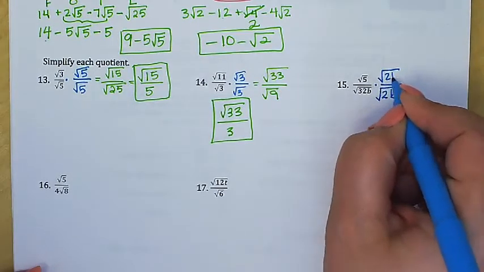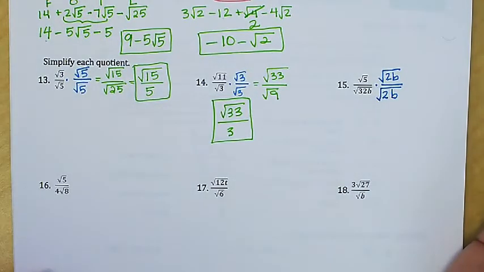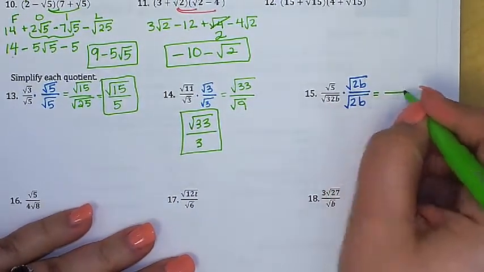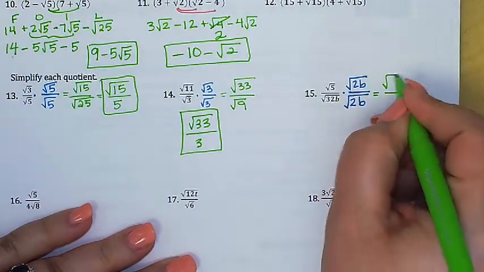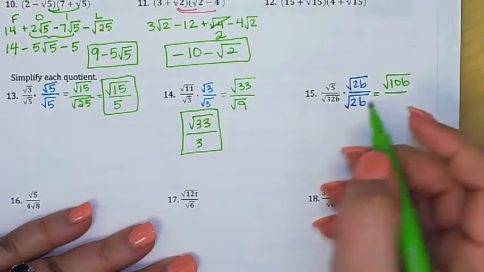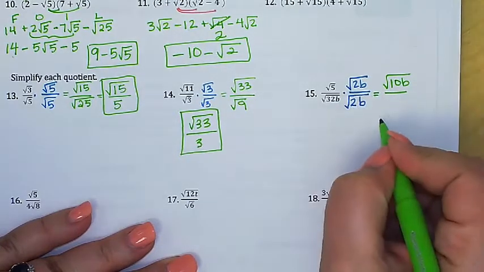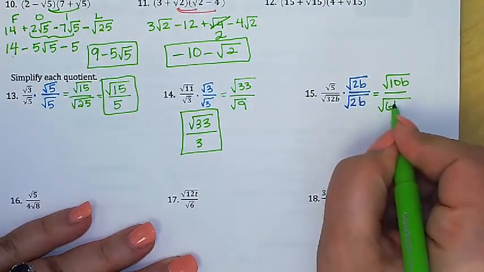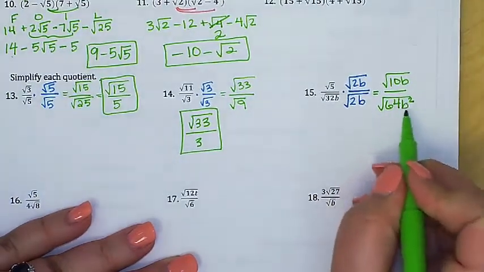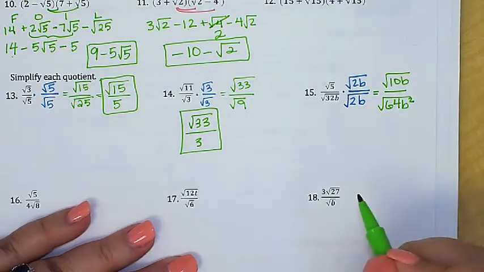I need to get a perfect square every time. Once we decide what we're multiplying by, we make sure we do it on top and bottom. As a result, let's find out what we get here. 5 times 2b is 10b inside that radical on the top. But more importantly down here, 32 times 2 is 64, and b times b is b to the second.